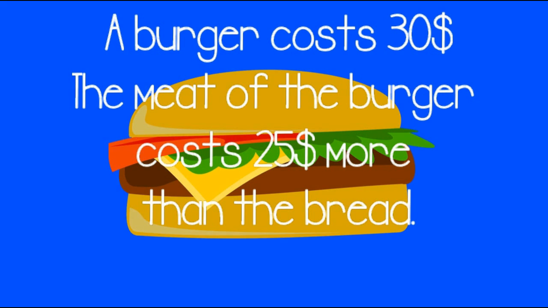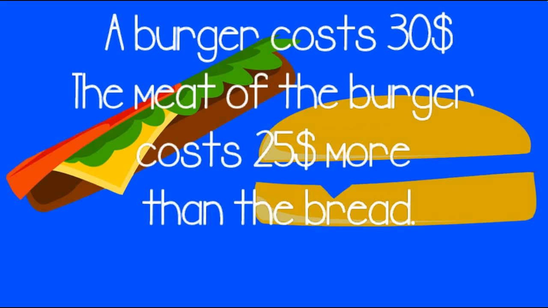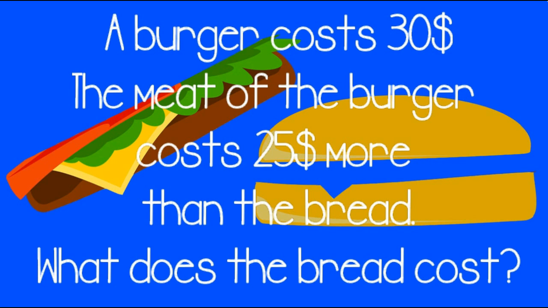Now, let's move on to the burger problem. A burger costs $30. I know, very expensive burger. The meat of the burger costs $25 more than the bread. So imagine that you separate the meat and the bread and you pay separately for them. How much does the bread cost? Ignore the salad, tomatoes and cheese. This is a tricky one as well, so don't let the easy answer fool you. Pause now if you want to think some more about it.